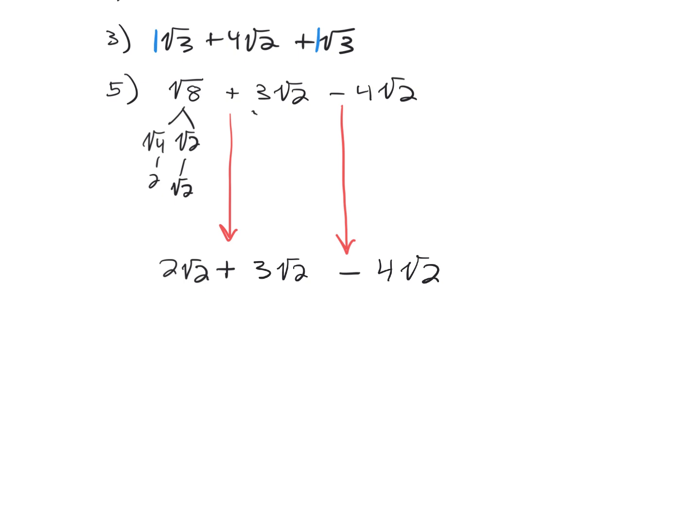Now, just like when we did combining like terms, when you circle the terms like this, because they're like radicals, make sure that you also include the minus in front. This is like saying 2 apples plus 3 apples, take away 4 apples.